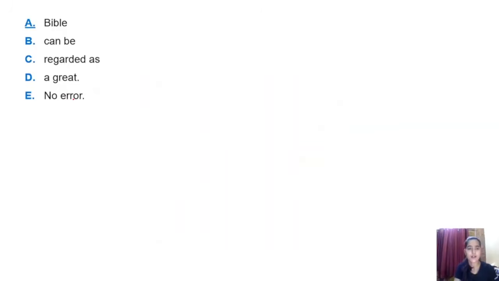So met should be the correct word that can be used here, but obviously went down would not be used. Bible can be regarded as a great, no error. So this is a very simple error and you'll be able to determine. When we are talking about something specific, like a specific book, like the Bible, Ramayana, Gita, these are specific books. It's not like there are many Bibles out there. Obviously the Bible is one. So if you are talking about some specific thing, what do we use? We use the with it. It should be the Bible.